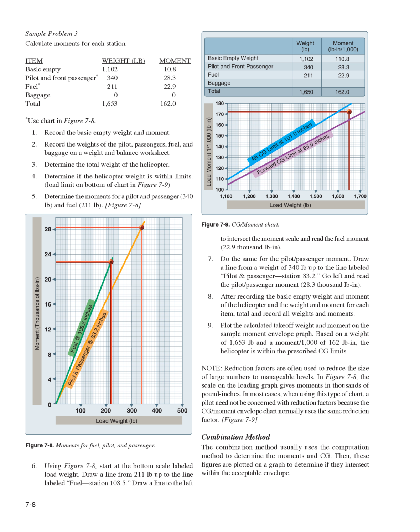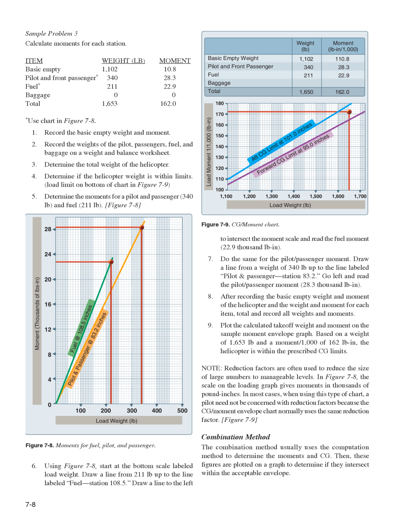Figure 7.8. 6. Using Figure 7.8, start at the bottom scale labeled load weight. Draw a line from 211 pounds up to the line labeled fuel, station 108.5. Draw a line to the left to intersect the moment scale and read the fuel moment, 22.9 thousand pound-inches.